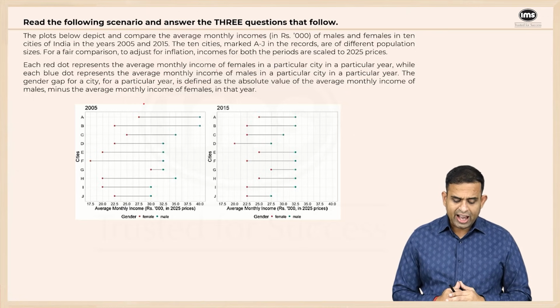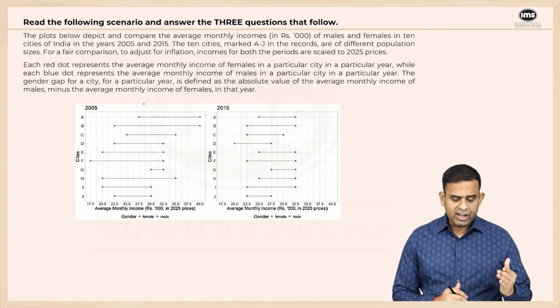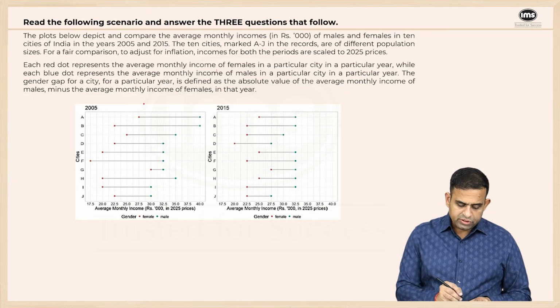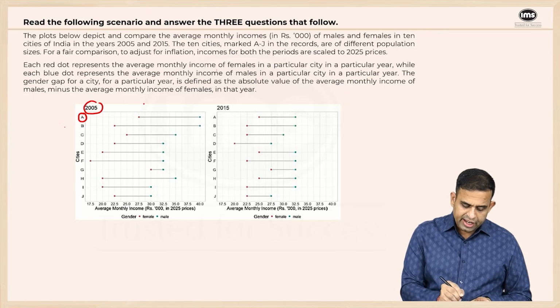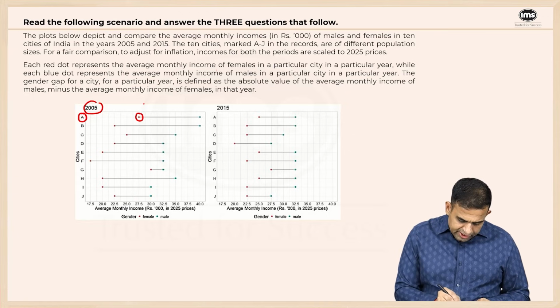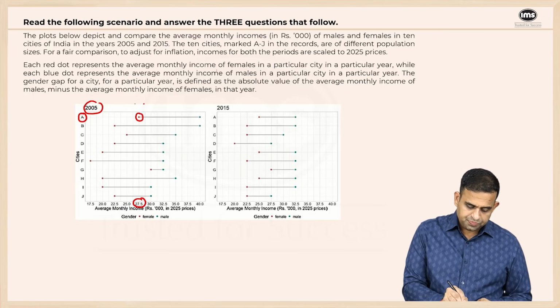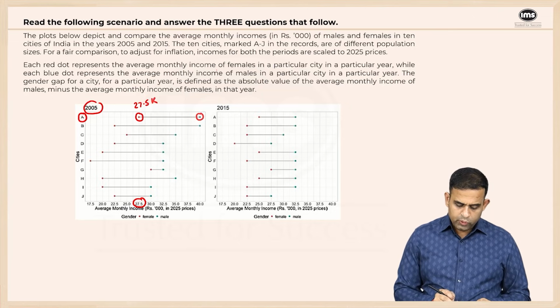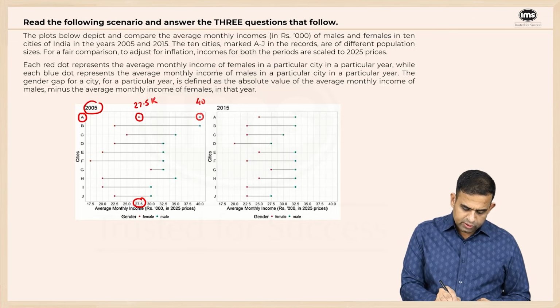Each red dot represents the average monthly income of the female in a particular city in a particular year, while each blue dot represents the average monthly income of the male in a particular city in a particular year. So what does that mean? For example, if I look at 2005 and city A, the red dot indicates the average monthly income of the females, and that number is 27.5 thousand. And the average monthly income of the male is given by the blue dot, and that number happens to be 40,000.